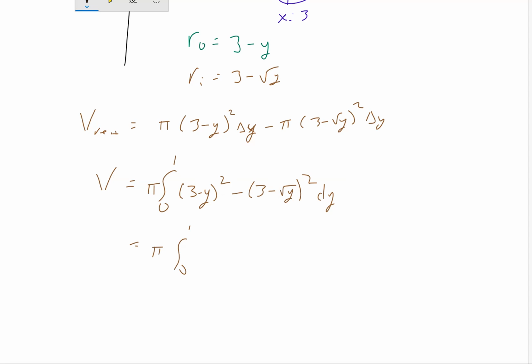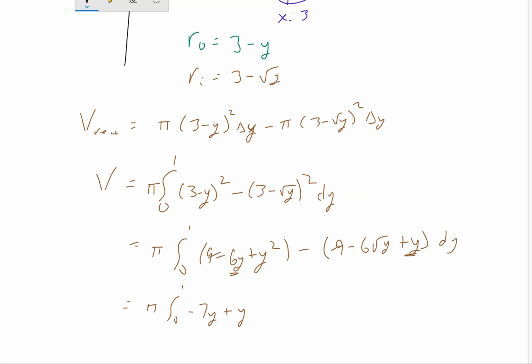And again, I'm going to simplify, so that's 9 minus 6y plus y squared minus, it's going to be 9 minus 6 square root of y plus y. Let's see, 9 minus 9, we'll have a negative 6y minus y would be negative 7y. Takes care of those. I have a plus y squared plus 6 square root of y, so I'm just going to write that as y to the 1/2. I have a dy there.